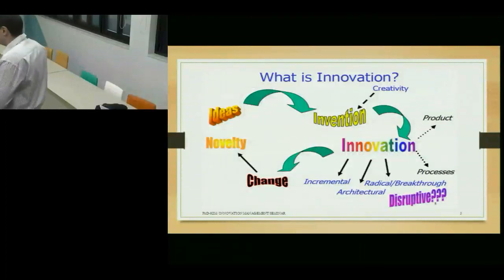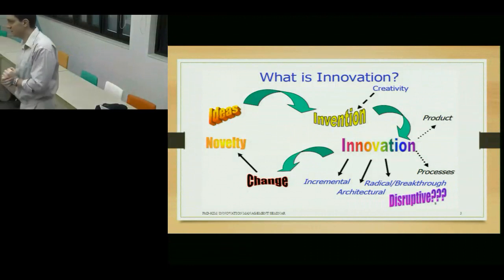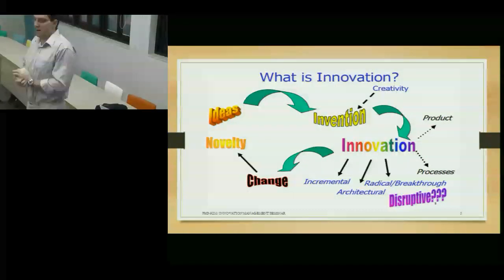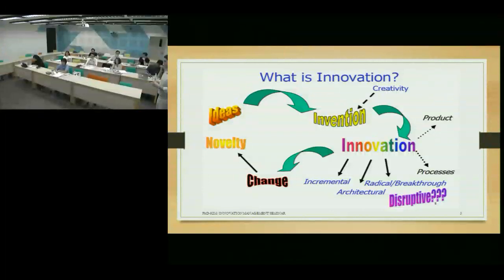What is innovation? Do you remember that? I'm sure you remember. We've talked a lot about that last time.